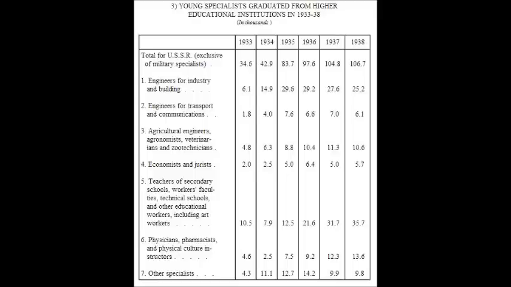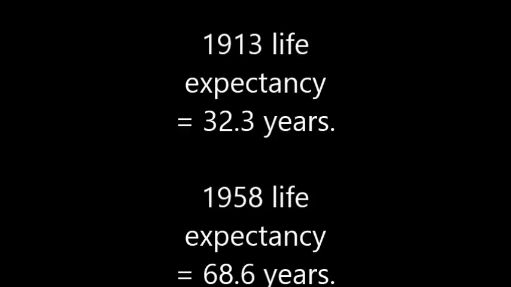The number of people graduating from the new Soviet higher educational institutions doubled in the second five-year plan, which you can see in this chart. Now we'll get to the last category, which is healthcare and life expectancy. So in the 1937 Soviet constitution, healthcare was guaranteed as a basic human right.